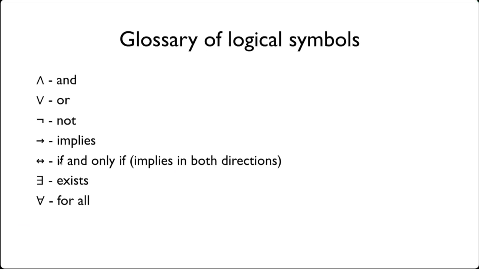I mean, we were just looking at those in Mathlib, and we were seeing little things like this double arrow. That means if and only if. It means implies in both directions, from left to right as well as right to left. Today we're going to talk about and, or, and then tomorrow we're going to talk about not, implies, if and only if, exists, for all, these aspects as well.